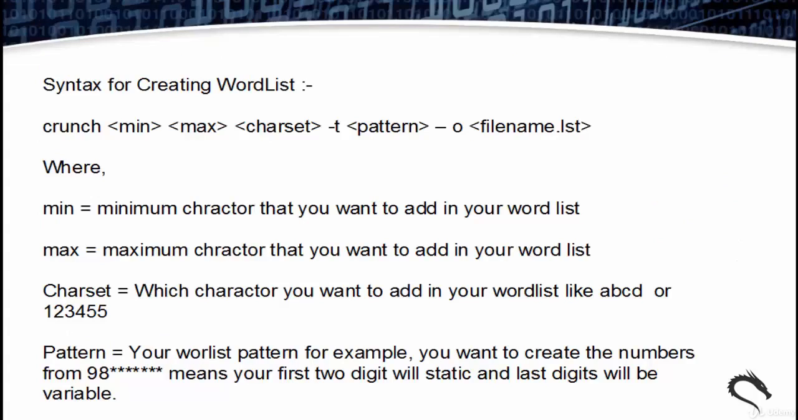The syntax for creating a word list is: crunch minimum maximum character set -t pattern -o filename.lst, where minimum equals the minimum characters that you want in your word list, maximum equals the maximum characters that you want in your word list, and character set equals which characters you want in your word list, like ABCD or 1 2 3 4 5. Pattern equals your word list pattern. For example, you want to create numbers from 98 ***, meaning your first two digits will be static and the last digit will be variable. Now let's do some practical.